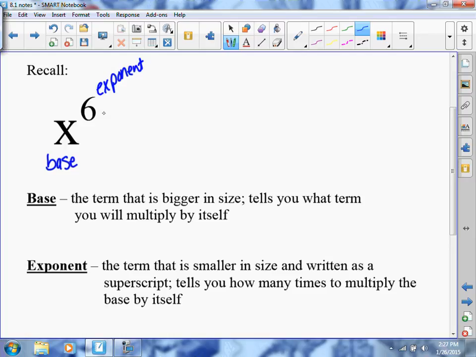It tells you what you need to multiply by itself. The exponent then is the little superscript. That's always going to be the number that's smaller in size, not necessarily smaller in amount, but floating up in the air, above the base. And it tells you how many times you multiply the base by itself. So this expression could be written out as x times itself 6 times. That's what x to the sixth means, and the way we say it is x to the sixth, or x to the sixth power.